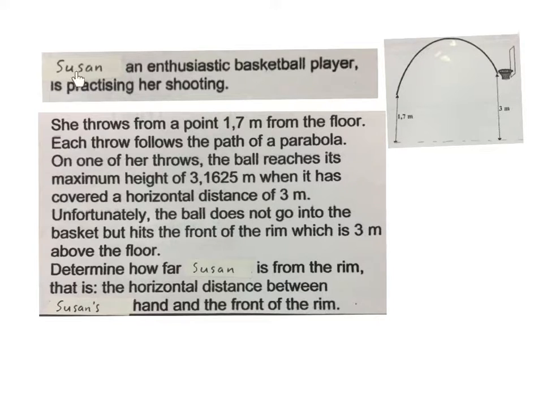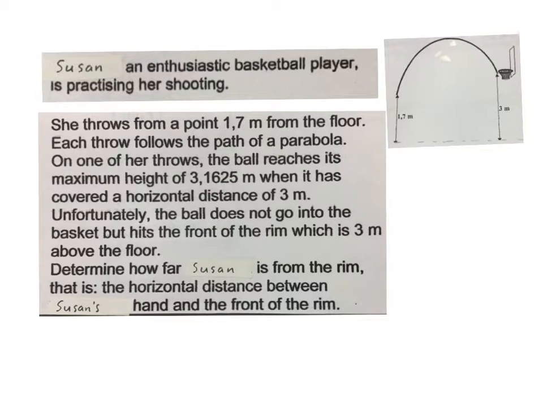It says here, Susan, an enthusiastic basketball player, is practicing her shooting. She throws from a point 1.7 meters from the floor. Each throw follows the path of a parabola. One of her throws, the ball reaches its maximum height of 3.1625 meters when it has covered a horizontal distance of 3 meters. Unfortunately, the ball does not go into the basket, but hits the front of the rim, which is 3 meters above the floor. Determine how far Susan is from the rim. That is the horizontal distance between Susan's hand and the front of the rim.